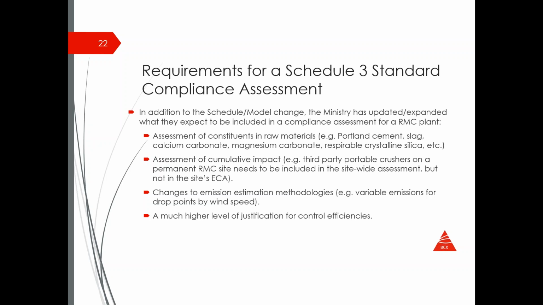The third example here is the changes to the emission estimation methodologies. A good example would be the material drop points. Now we are required to vary the emissions of the material drop by the wind speed for every hour in the AERMOD assessment. This never happened with 346 before. And then last but not least, there's definitely a much higher level of justification required for control efficiency we assume in the assessment. We need to provide a lot of background documentation to support the control efficiency we assume in the assessment for sure.